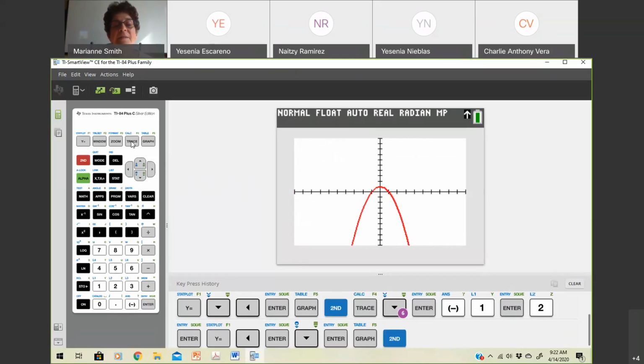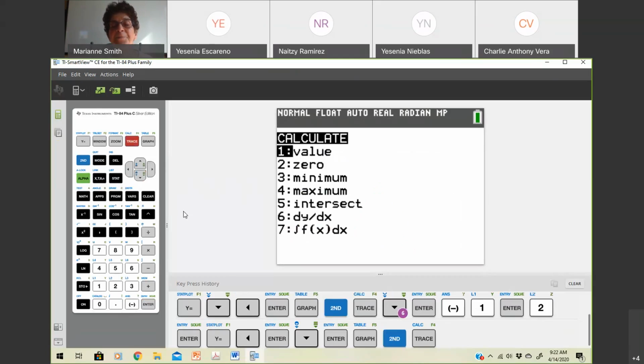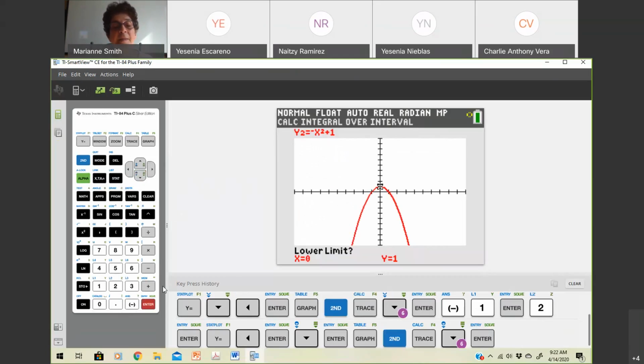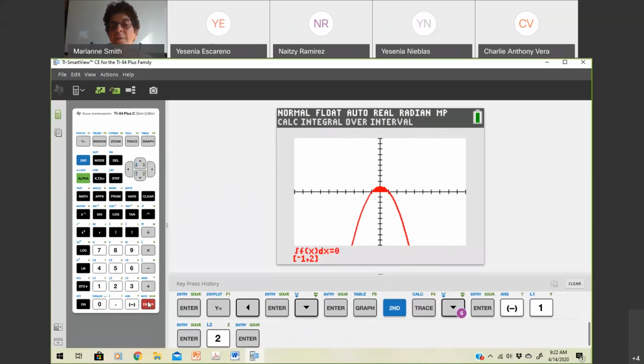So I'm going to do second, trace, and then go down to the integral, from -1 to +2. What it gave basically said the area is 0, because these two pieces net out. So when I did the subtraction, I wound up with 15 minus 0. That's where I got the area of 15.